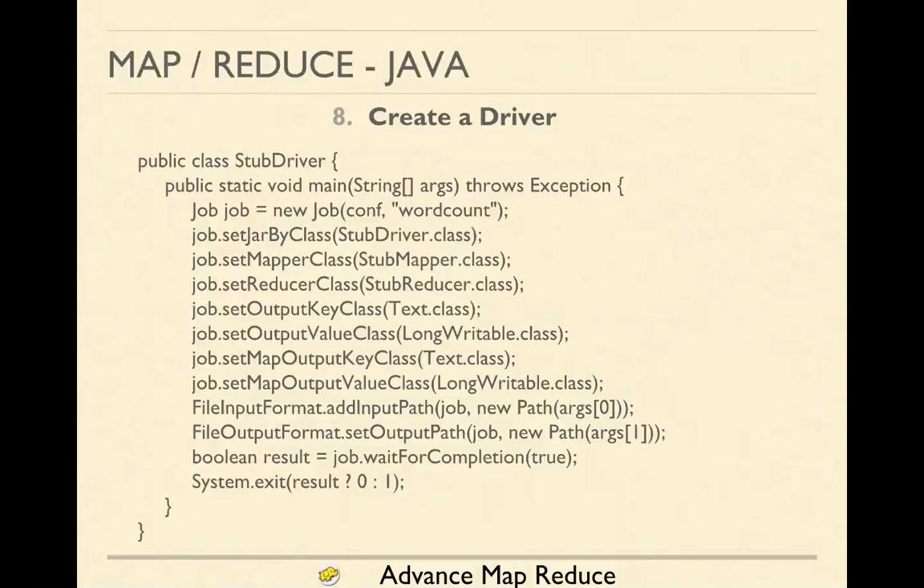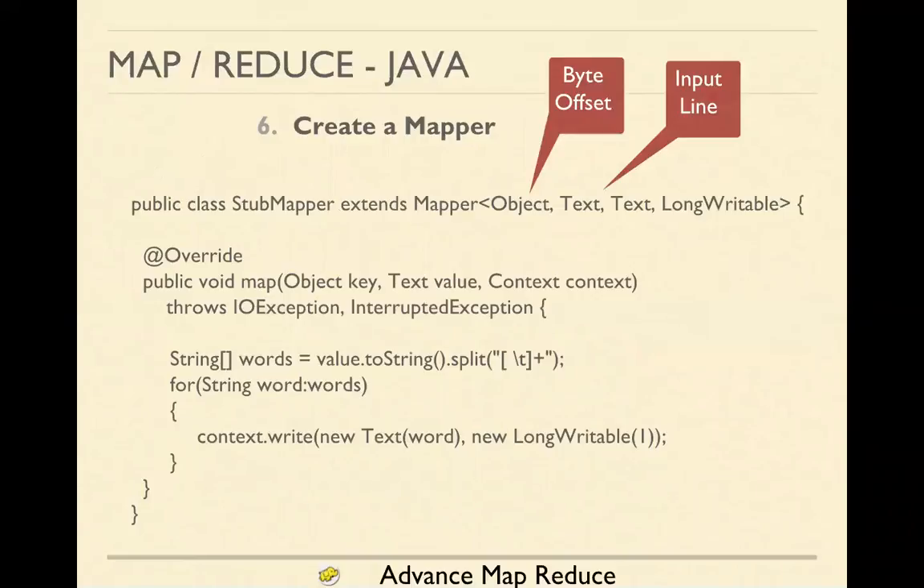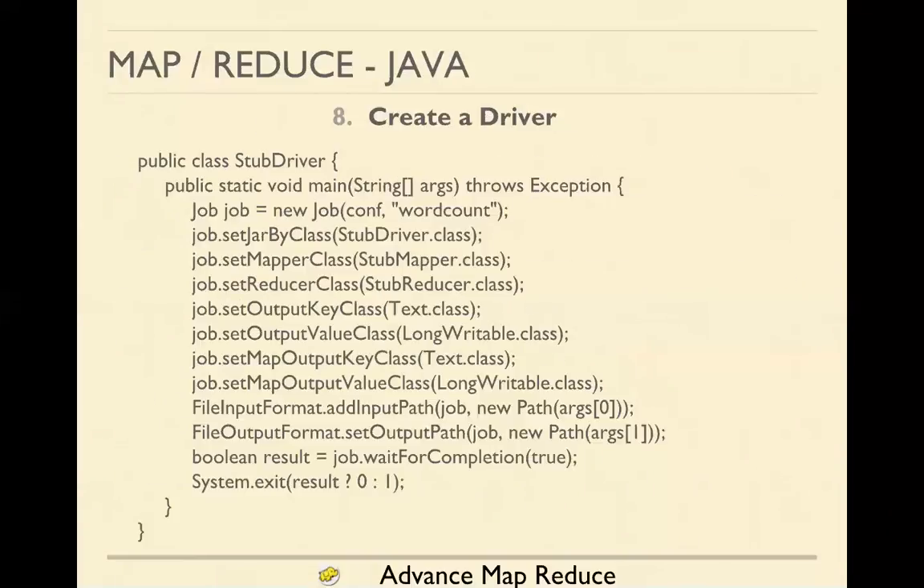Now, we created three classes. One is called mapper, the other is called reducer, and the third class in Java, because in Java everything is a class. Every class goes in its own file. Now, we create a driver which basically ties things together, right? In this driver, in the main method, we define something called a job.